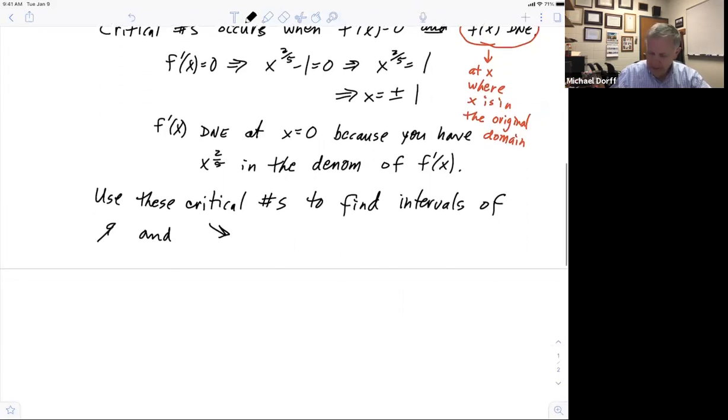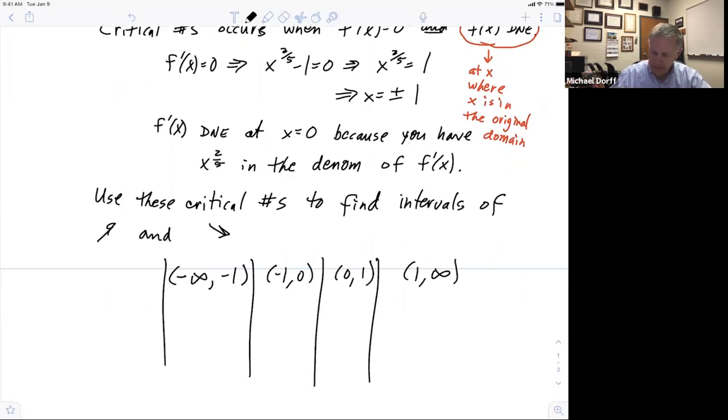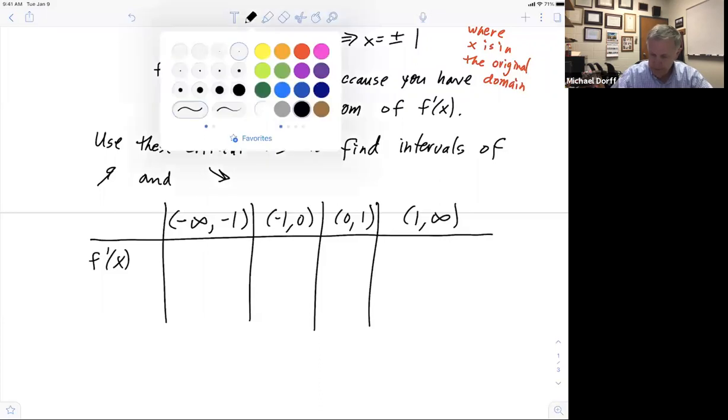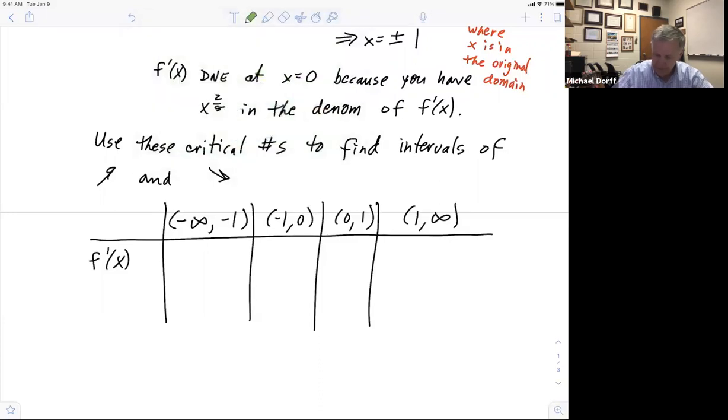So to do that, I'm going to make a set of intervals. I'm going to make -infinity to -1, -1 to 0, 0 to 1, and 1 to infinity. The points that make up these intervals come from the critical numbers. And I'm going to look at the value of the derivative at these critical numbers. So one way to do that is to use some different colors here. So I'll use green first.